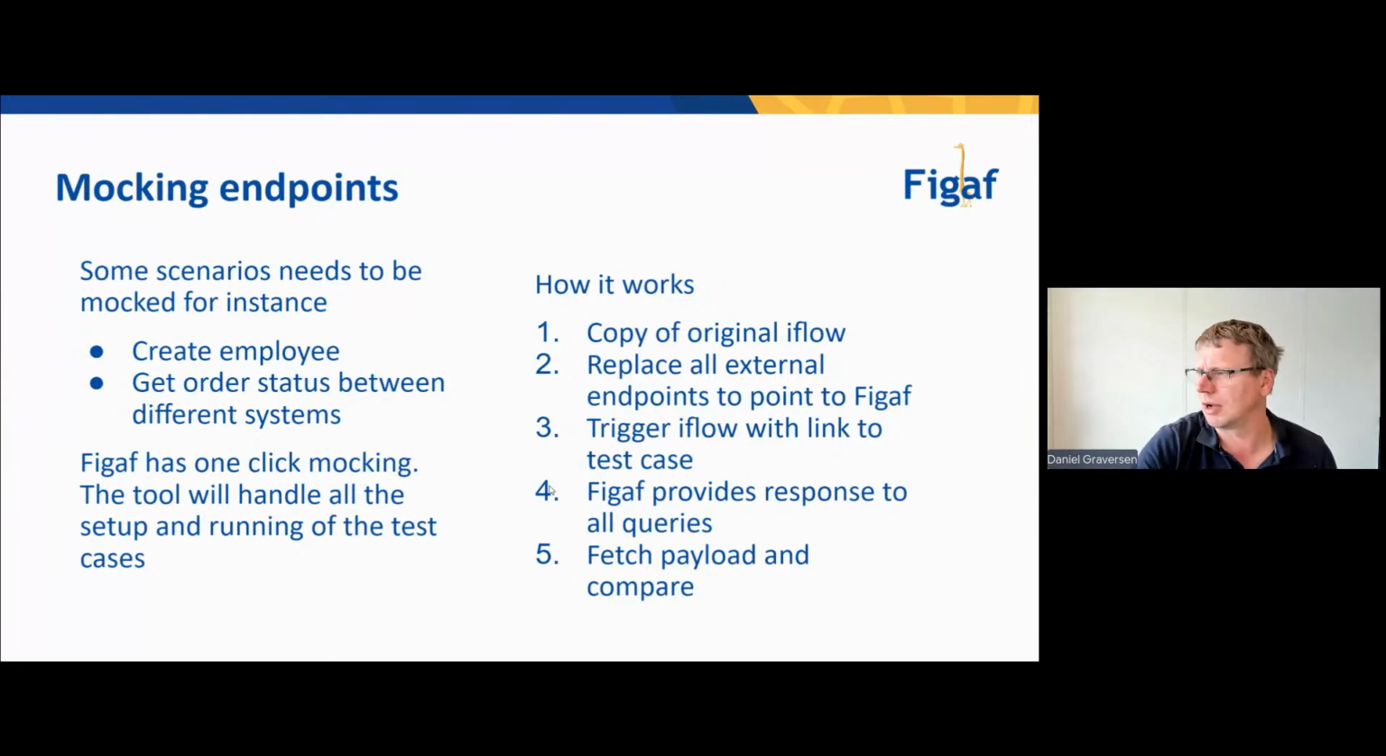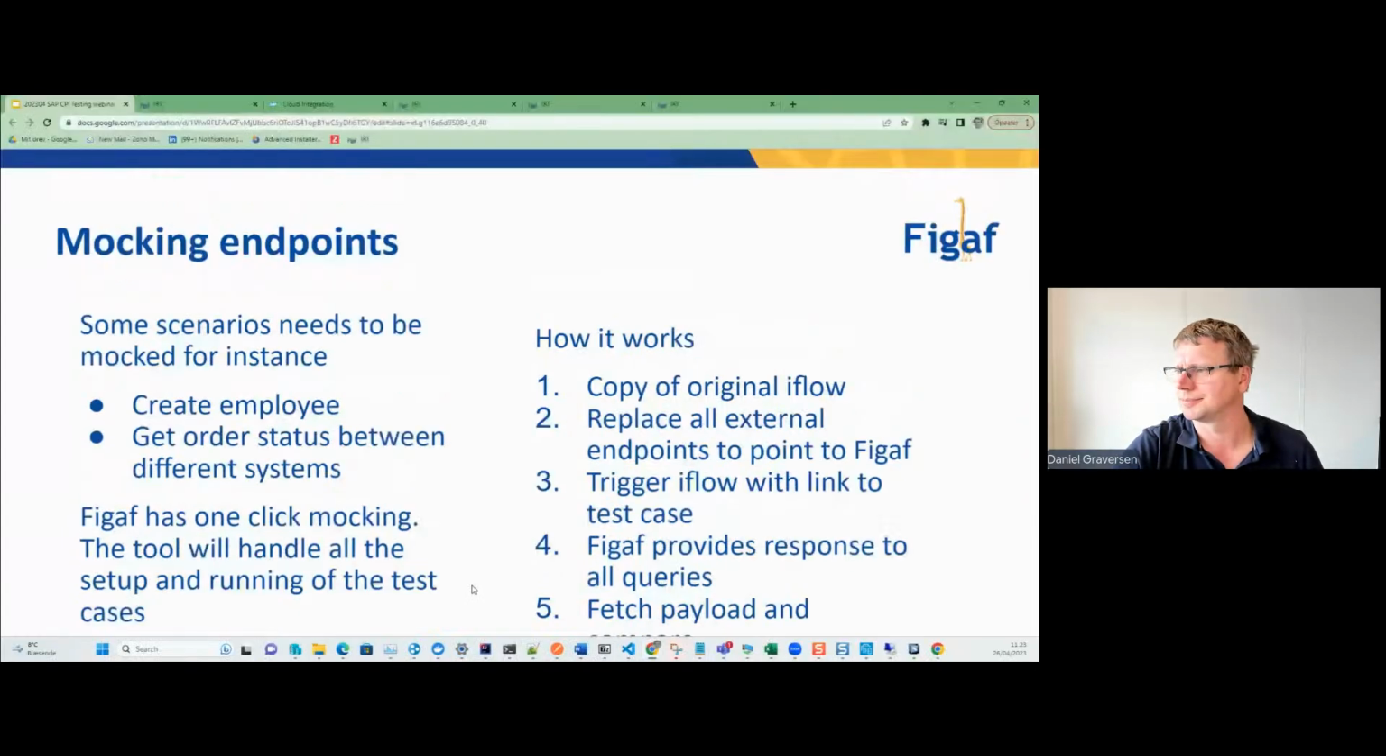So it will create a new iFlow, change all the external endpoints to the FIGAF tool. So instead of calling the SOAP service or OData service or FTP, it will call a FIGAF endpoint, and then it will get that message that it is supposed to be getting at that specific point in time. And then we can compare the request and understand what's going on.